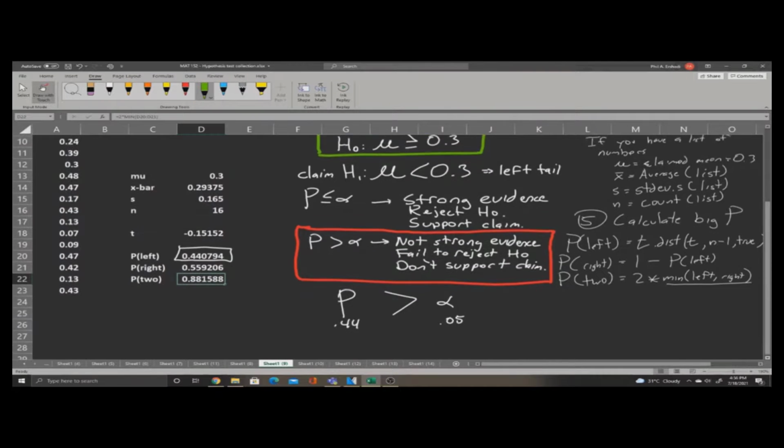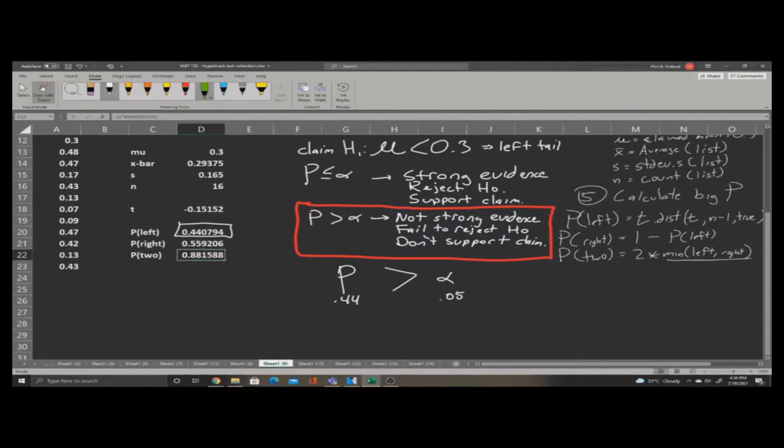Now let's rewrite our conclusion. We can say there is not sufficient evidence at alpha equals 0.05. Now, what do we not have sufficient evidence to do? We don't have sufficient evidence to support the claim. So we'll say there is not sufficient evidence at alpha equals 0.05 to support the claim.